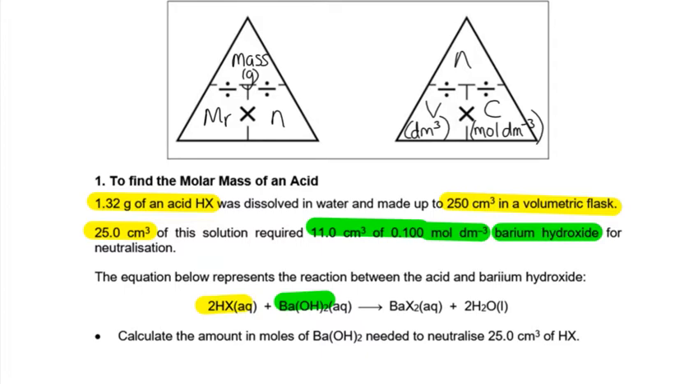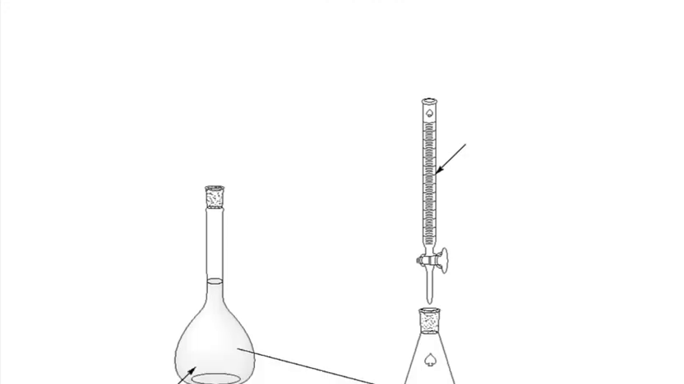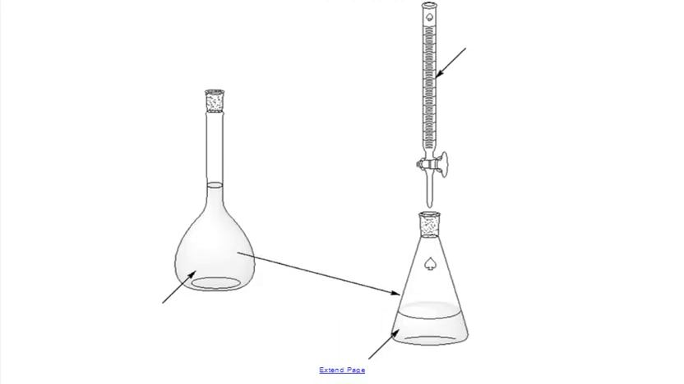So there's our barium hydroxide in our equation and our HX. The first thing I would recommend you do is try to visualise this, try to draw this out so that you can see what you would have been doing in the experiment.